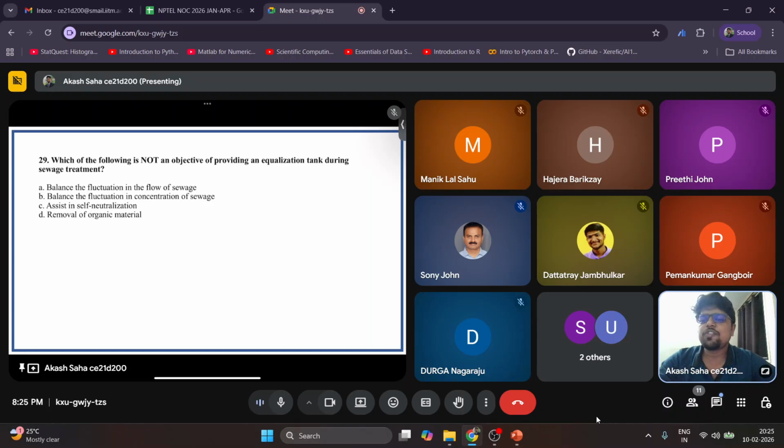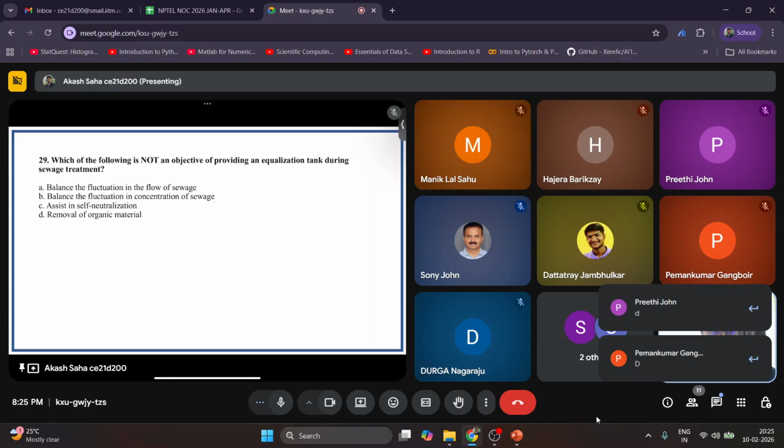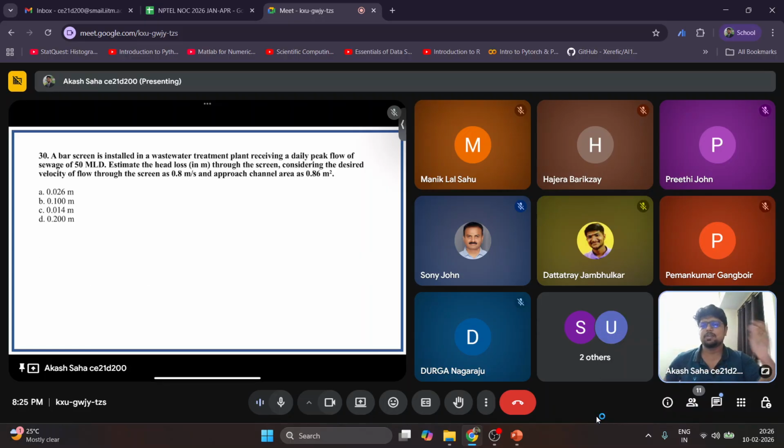Next, which of the following is not an objective of providing an equalization tank during sewage treatment? Balance the fluctuation in the flow of sewage, balance the fluctuation in the concentration of sewage, assist in self-neutralization, removal of organic material. So D, definitely. It is very simple and direct. An equalization tank doesn't help in removing organic matter. The rest of them are correct.